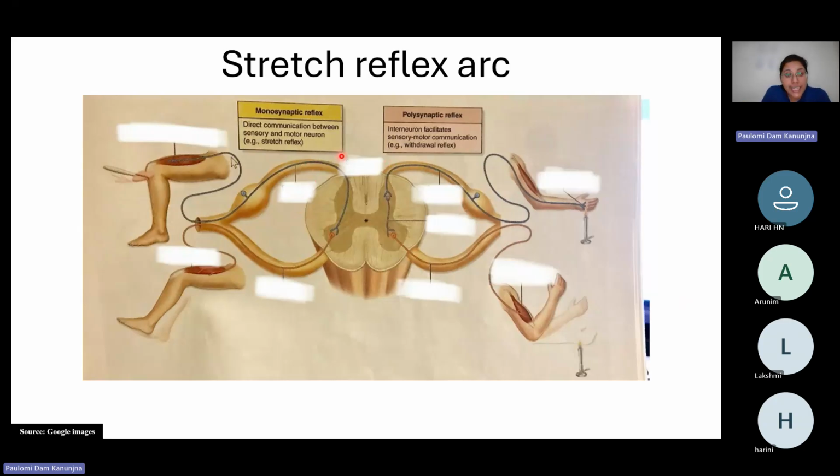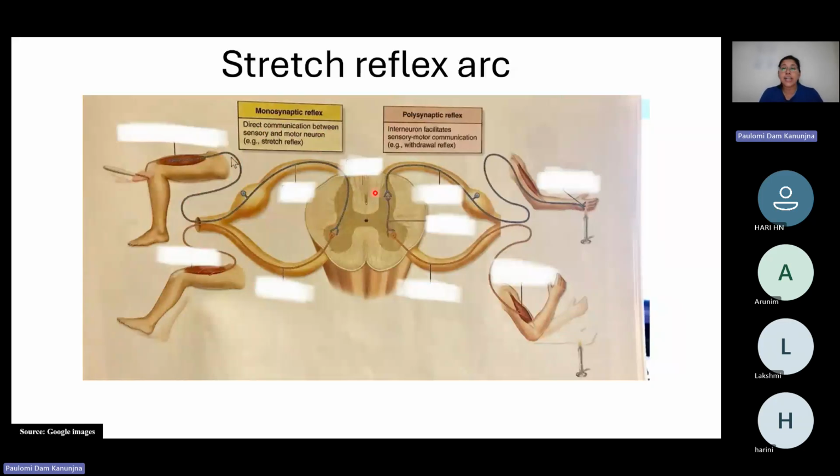Now, what is a monosynaptic reflex? As the name suggests, mono means one synapse only. That basically means there is a direct communication between sensory and motor neurons. Your sensory neuron takes the information to the spinal cord, and from there it passes directly to the motor neuron. So in this whole reflex action, you only have the communication of sensory and motor neurons. This is what is a stretch reflex.